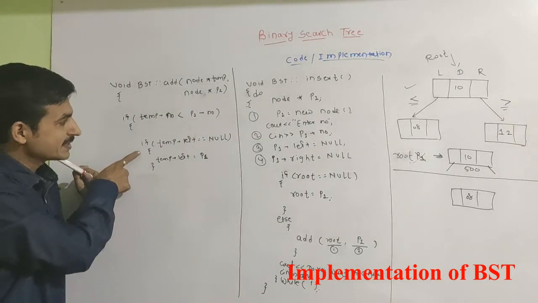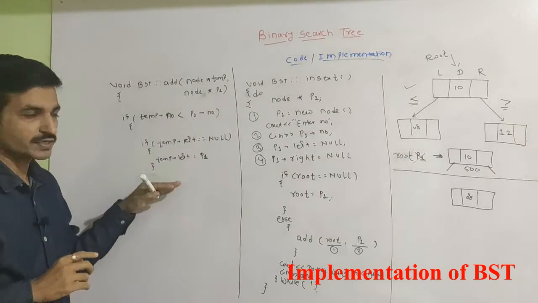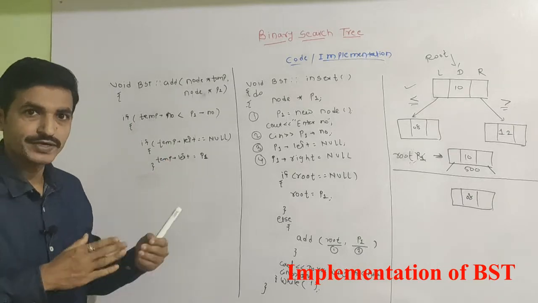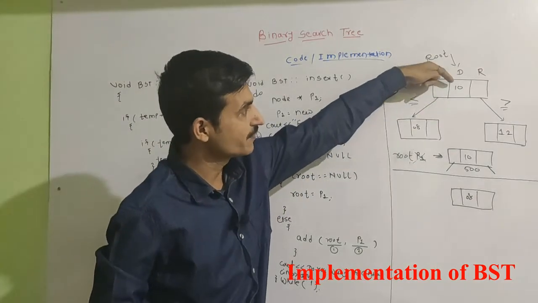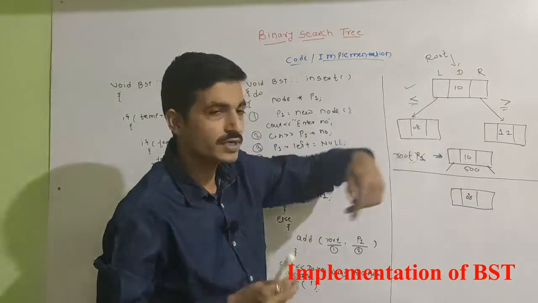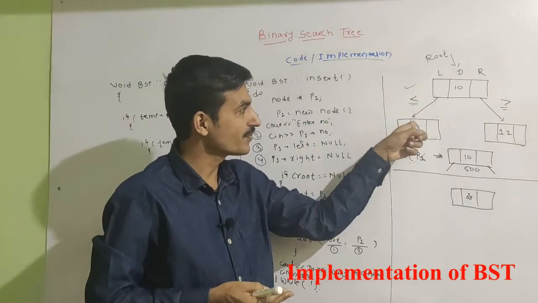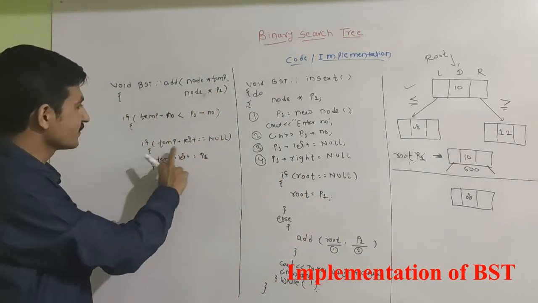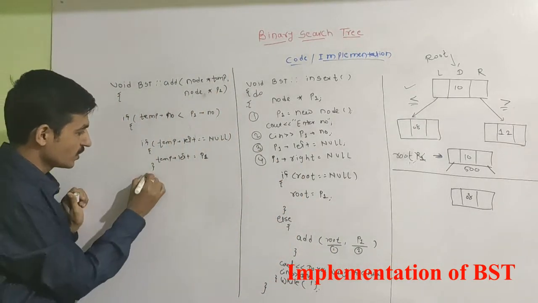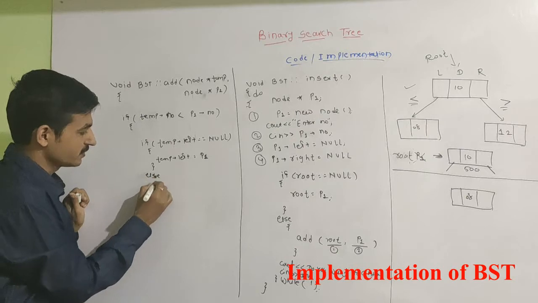Then we'll check that temp of left is equal to null. We'll insert this, but this condition is not true every time. Already, let's say there are two nodes, one is root, one is on the left side. So I have to insert one more node in the left side. So if I want to insert 6, temp of left is not null. So this condition will not work. Then you have to execute the else part.